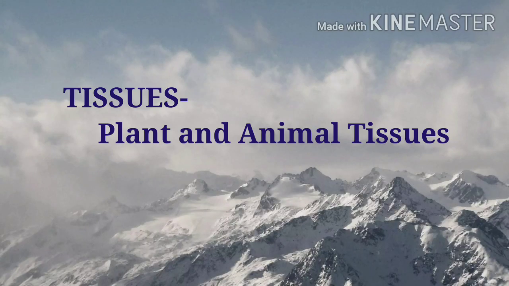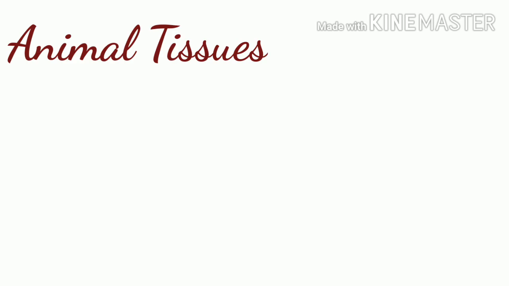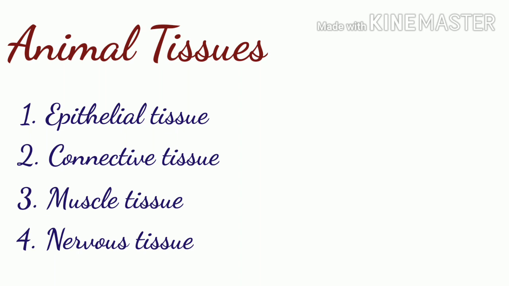In the last class, under the chapter tissues, we have discussed about plant tissues. Today, we'll discuss about animal tissues. The four main types of animal tissues are: 1. Epithelial tissue, 2. Connective tissue, 3. Muscle tissue, and 4. Nervous tissue or neural tissue.